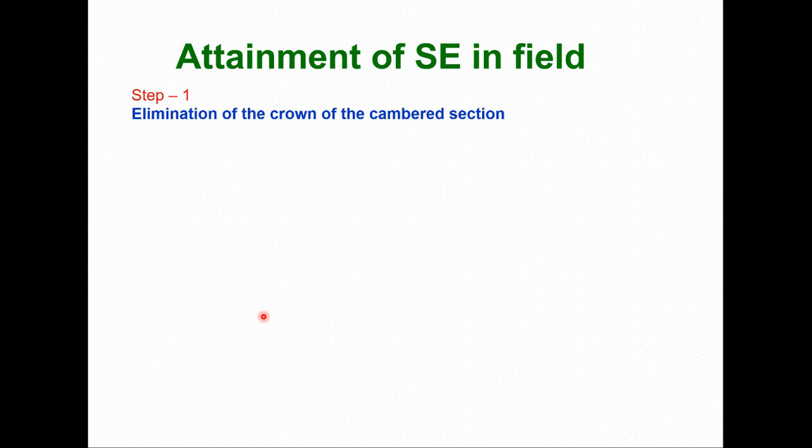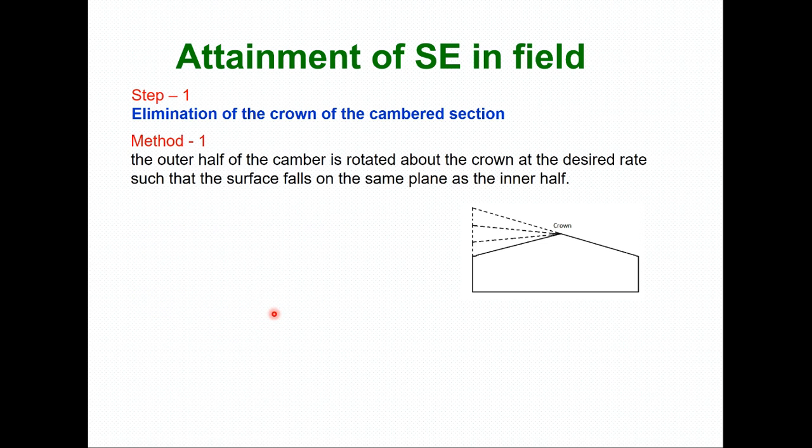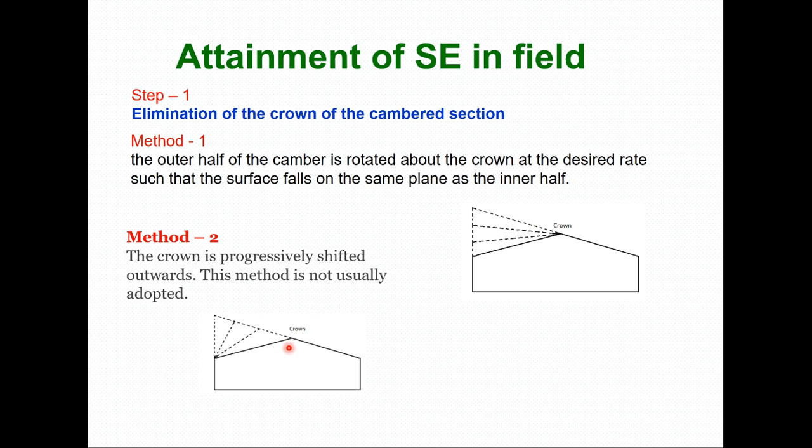Now, elimination of the crown of the cambered section can also be done in two ways. The first method is that the outer half of the camber is rotated about the crown at the desired rate such that the surface falls on the same plane as the inner half. So the slope becomes equal to the camber. And in the second method, the crown is progressively shifted towards the outside. Now this method has some complications and therefore it is not usually adopted.